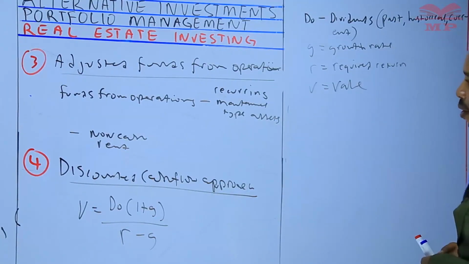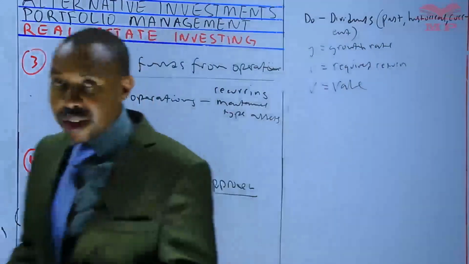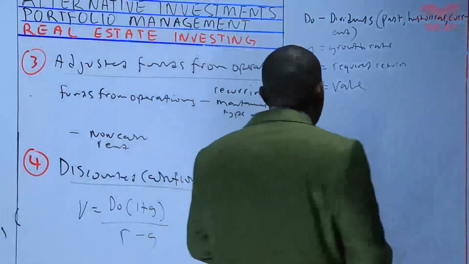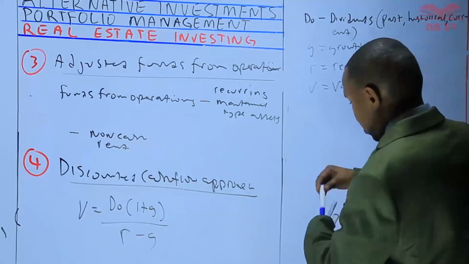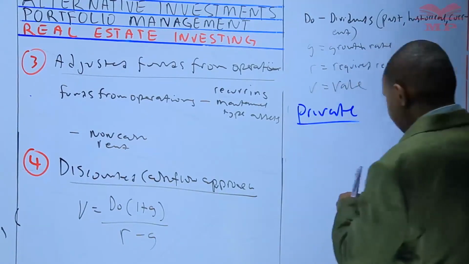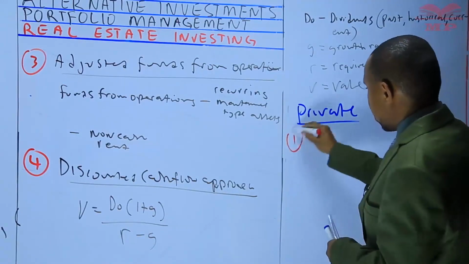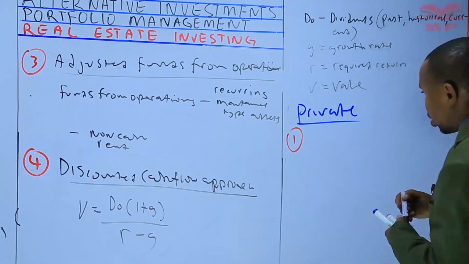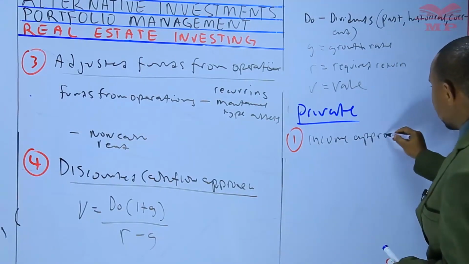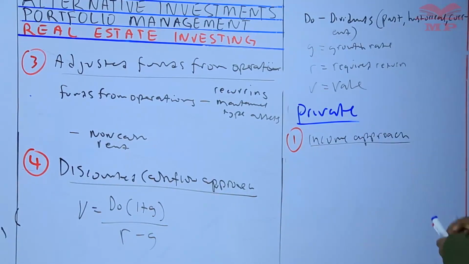Having learned about the valuation approaches for public forms of real estate investments, we can then move on to private forms of real estate investments. Under private, we have 3 approaches. Number 1, the income approach, where we value a building based on how much income it is getting.